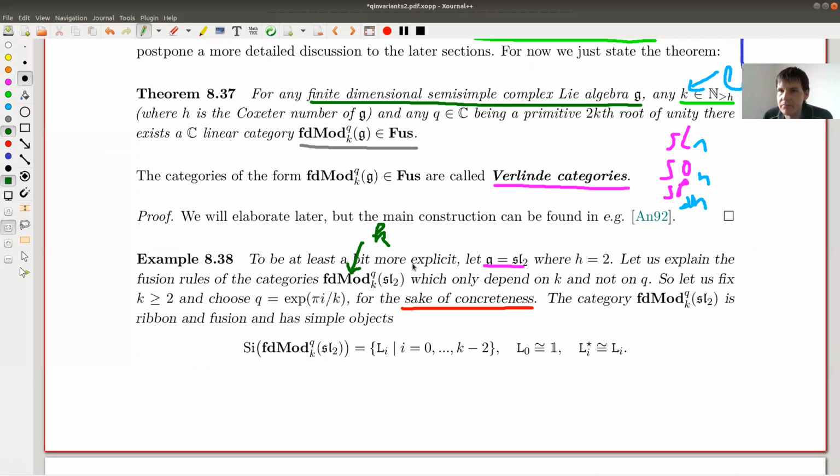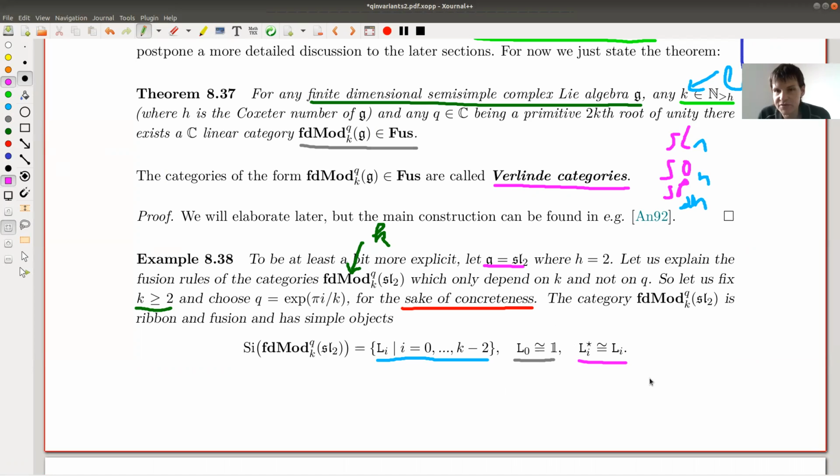So let's just fix some k greater or equal to 2. Doesn't matter so much. Then the category is a ribbon fusion category. So it's also ribbon. There's braiding and everything. And it has simple objects indexed by everything from 0 up to k minus 2. And the zeroth object is a trivial object, and all other simple objects are self-dual. So you have 0 up to k minus 2, the indexing set for simple objects. All of them are self-dual.